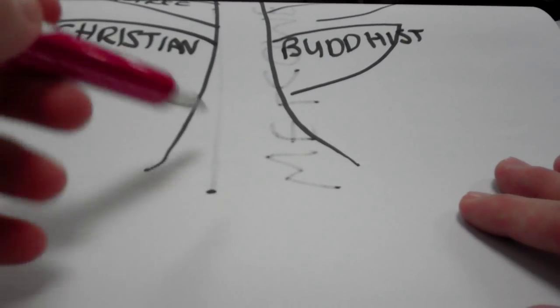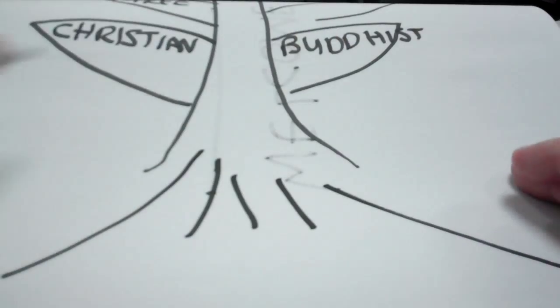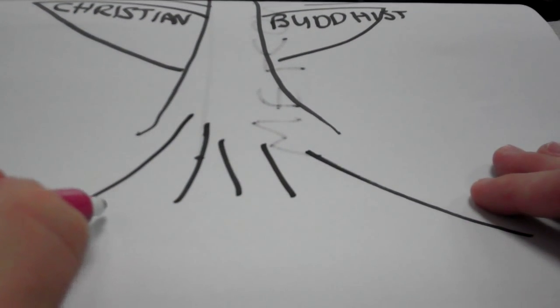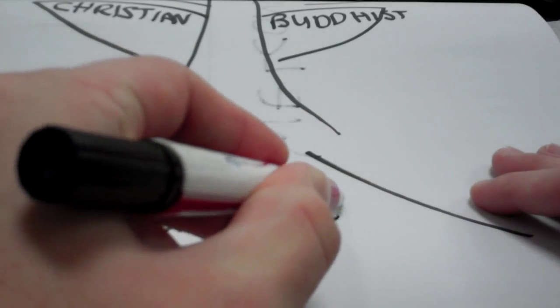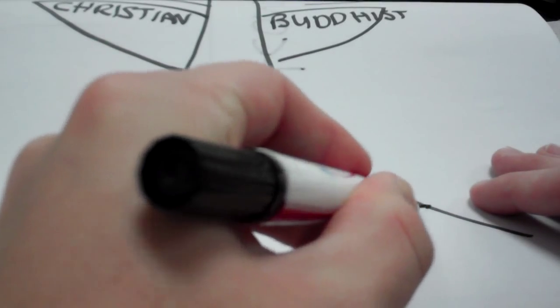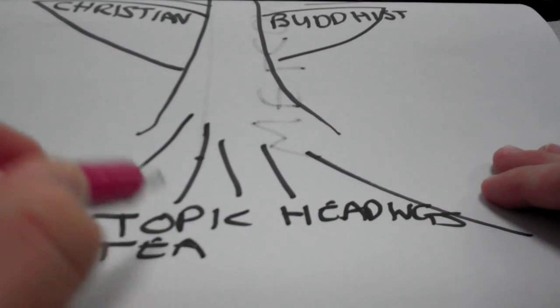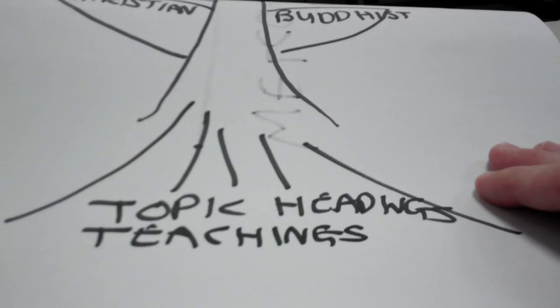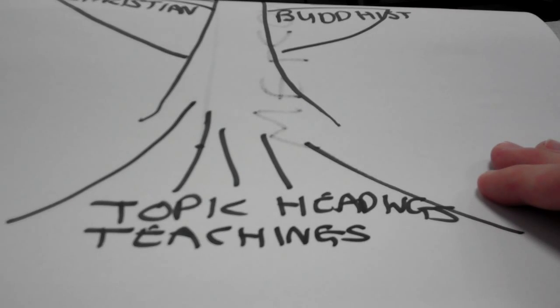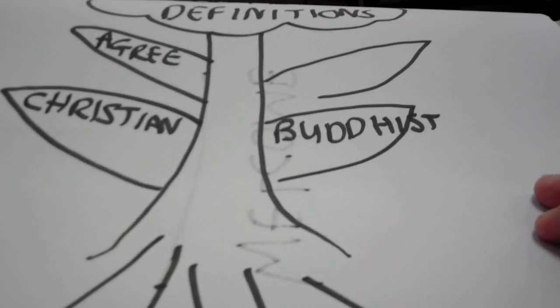Penultimately, you would have your roots. Now these roots would be some key topic headings or key teachings. For example, if we were to talk about euthanasia again, we would talk about the hospice movement as being one of these. Whether euthanasia should be legalised, arguments for and against euthanasia, ageism, attitudes to the elderly, and so forth. So all of your key topics would be the roots.